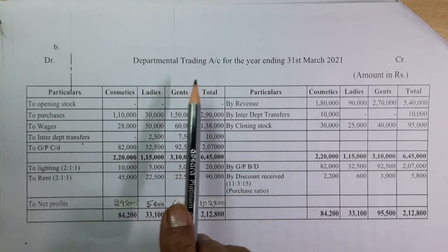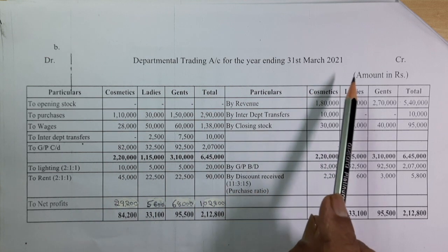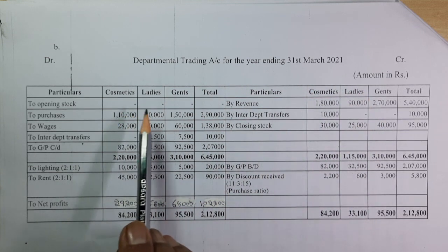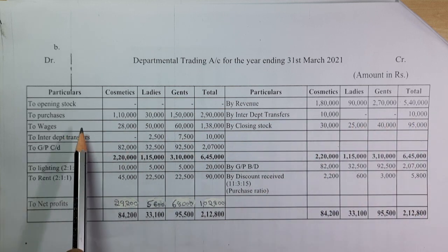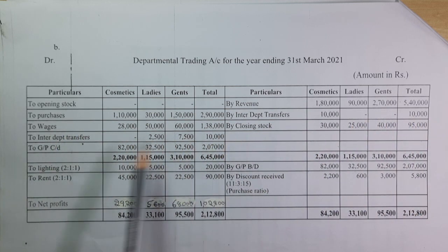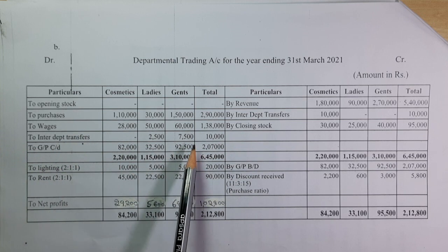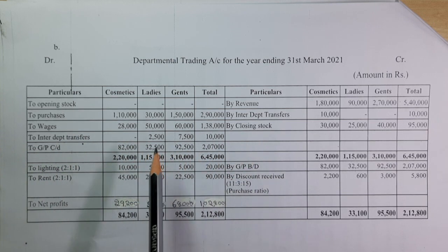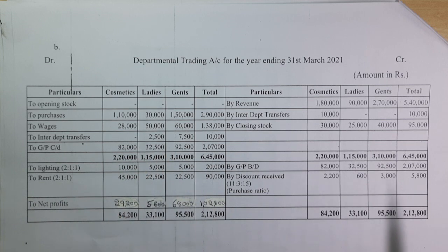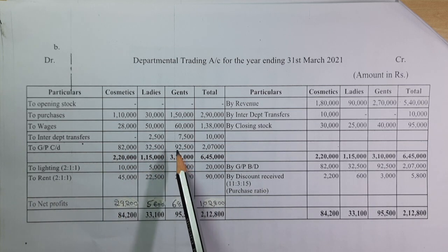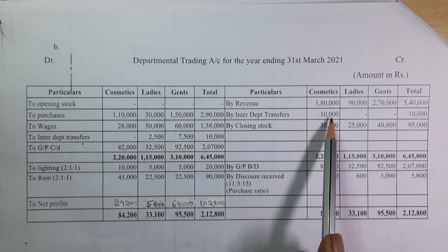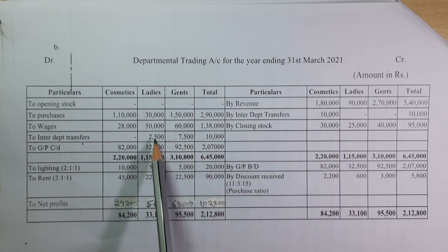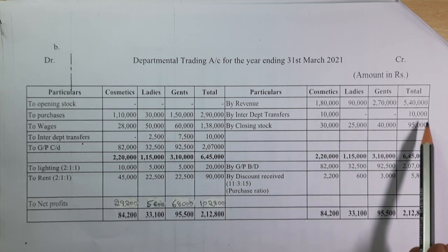So this is the departmental trading account for the year ending 31st March 2021, right? Cosmetic, ladies, gents, total. Purchases have been given, wages have been given, interdepartment transfers I told you are from one department to another department. For one department it is purchases, for the other department it is sales, right? So it is given, that is 2,500 and 7,500. Then closing stock, interdepartmental transfers, it is 10,000 because 7,500 and 2,500 total comes to 10,000.